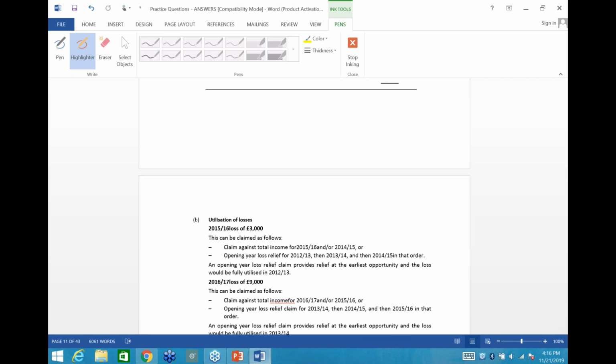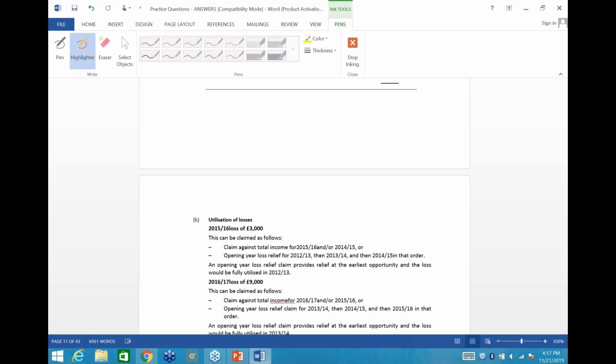I explained the opening year relief previously as well. Opening year relief means if the business has incurred a trading loss during the first 4 tax years of the business, that loss can be carried back for a period of 3 years or 36 months to set off against total income according to first in, first out basis. That's the rule.